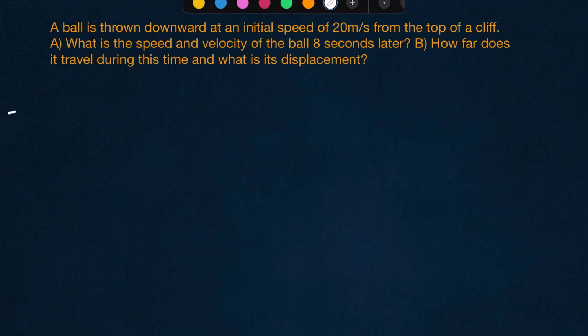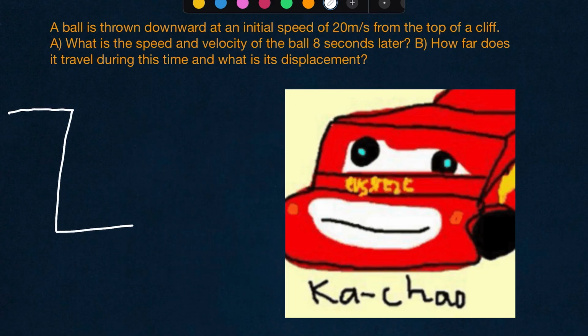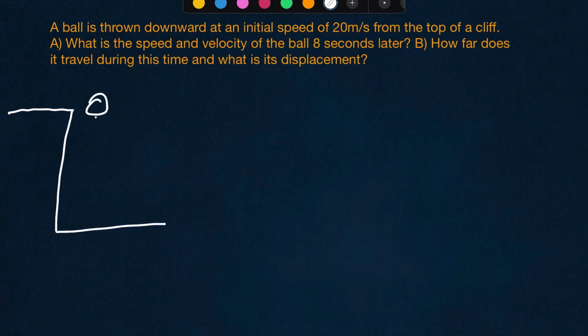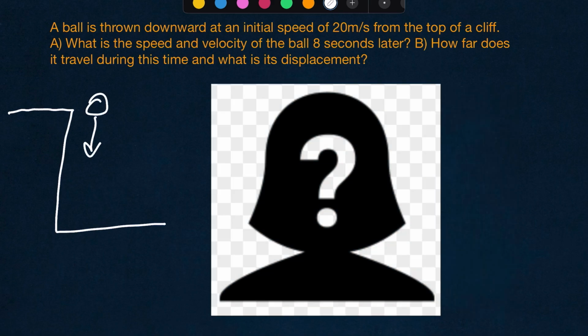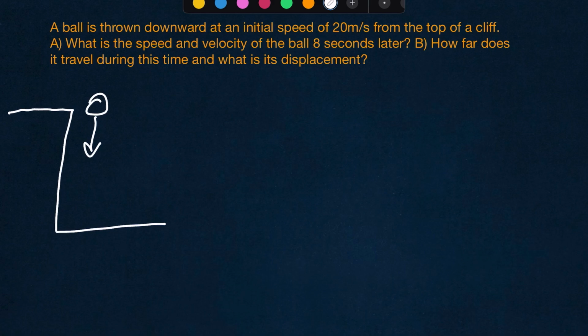A ball is thrown downward at an initial speed of 20 meters per second from the top of a cliff. What is the speed and velocity of the ball 8 seconds later?